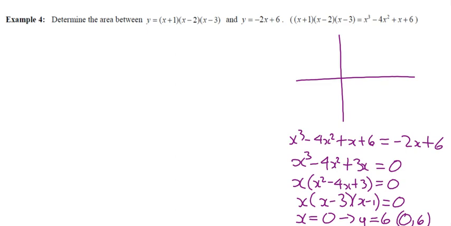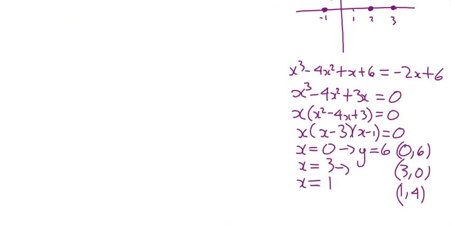Okay, so let's scale this out: 2, 4, 6. The y-intercept of this is 6, and the y-intercept of this is 6, and we know that because we got (0, 6). Negative 1, 1, 2, 3. So at negative 1, there's a zero, and positive 2, positive 3. We've got an intersection at (0, 6), so we'll do that in red. What were the other ones? (3, 0) and (1, 4).